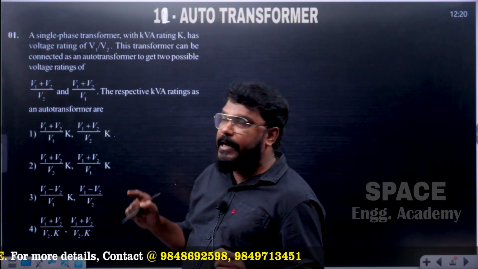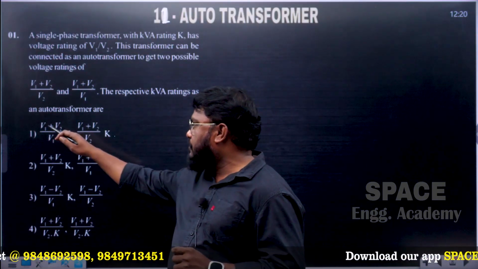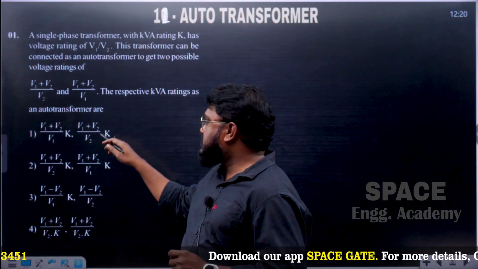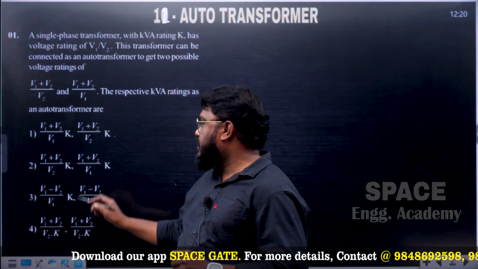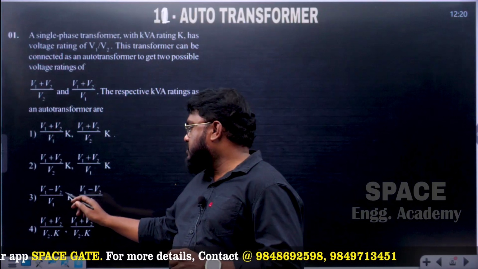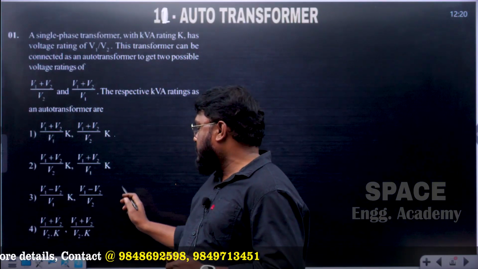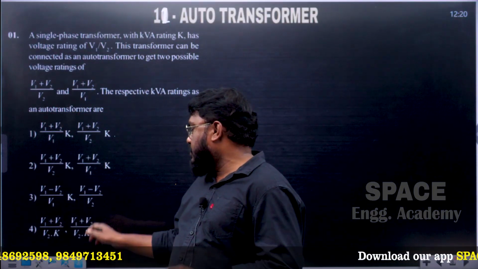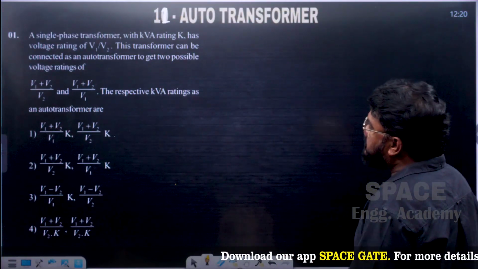The respective KVA ratings of the auto transformer are: option 1, (V1+V2)/V1 into K, (V1+V2)/V2 into K; and the other options, (V1+V2)/K, (V1+V2)/K1 and (V1-V2)/V1 into K, (V1-V2) into V2, (V1+V2)/V2 into K. So these are the options for this question.